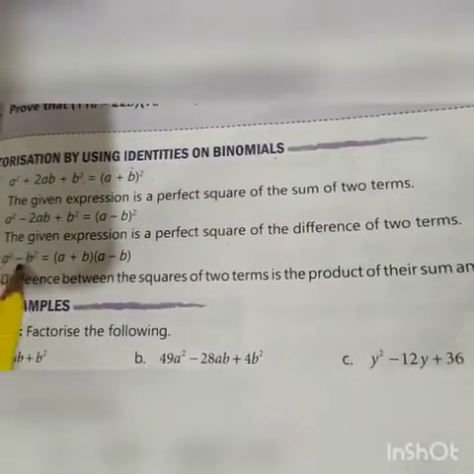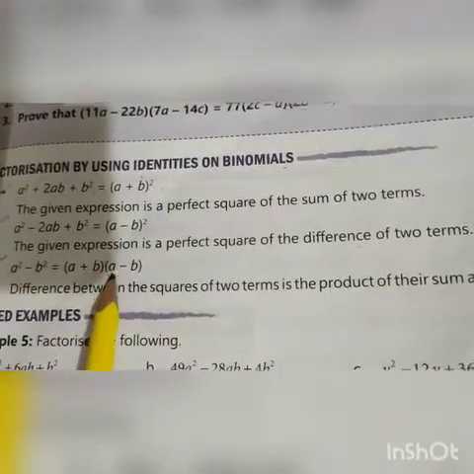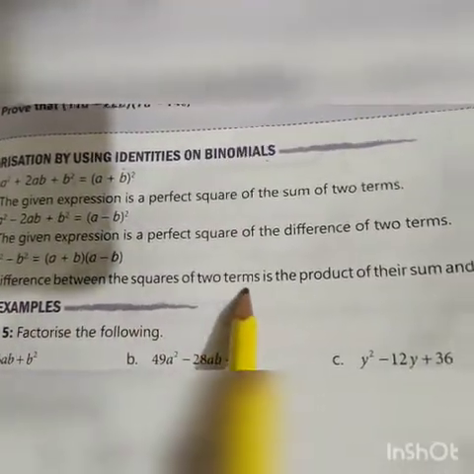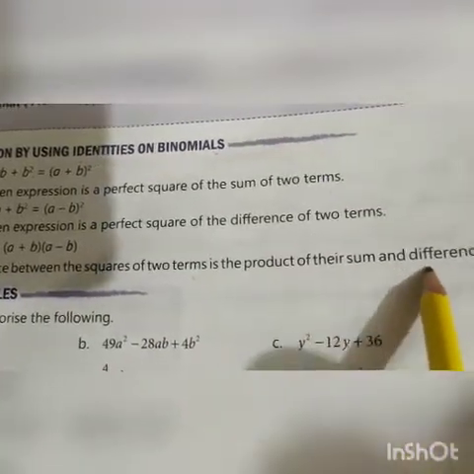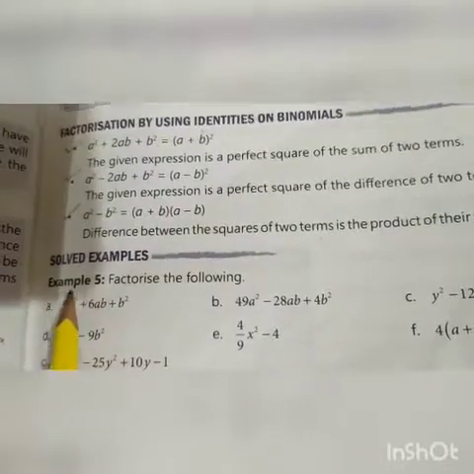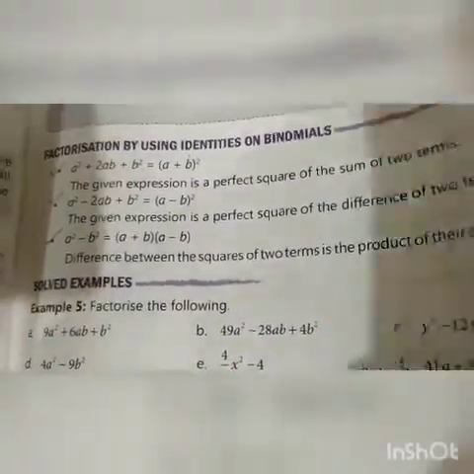Third is a square minus b square is equal to a plus b multiplied by a minus b. Difference between the squares of two terms is the product of their sum and difference. These are the examples. Solve example. Example 5. Factorize the following. So I will explain you one by one.